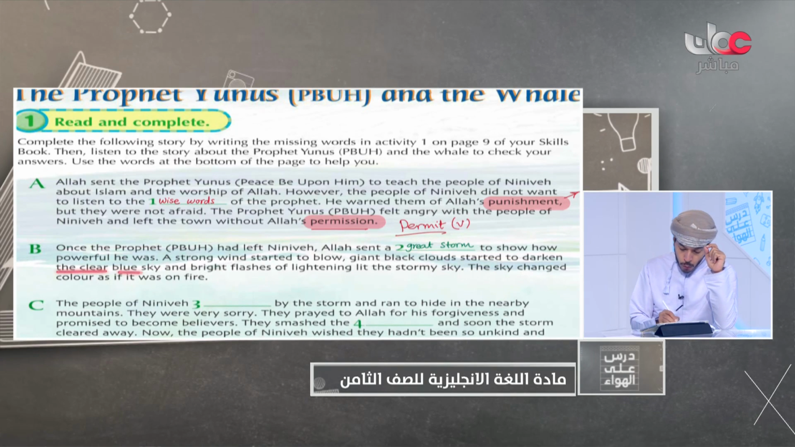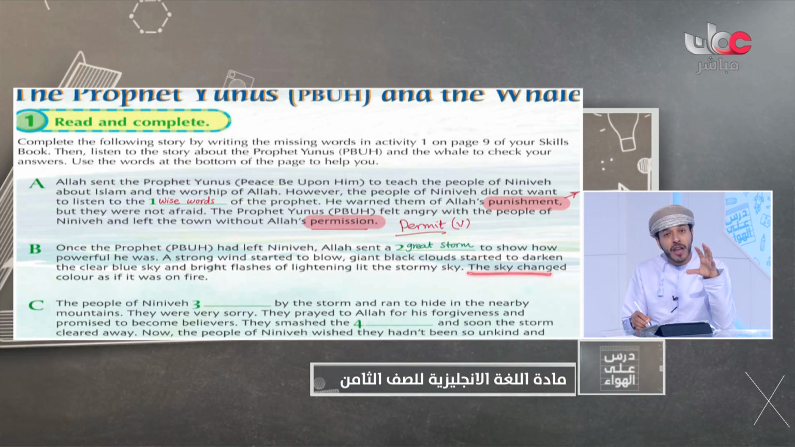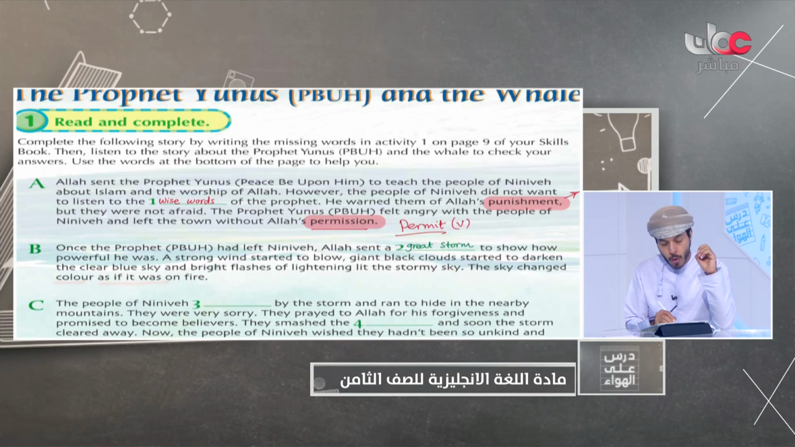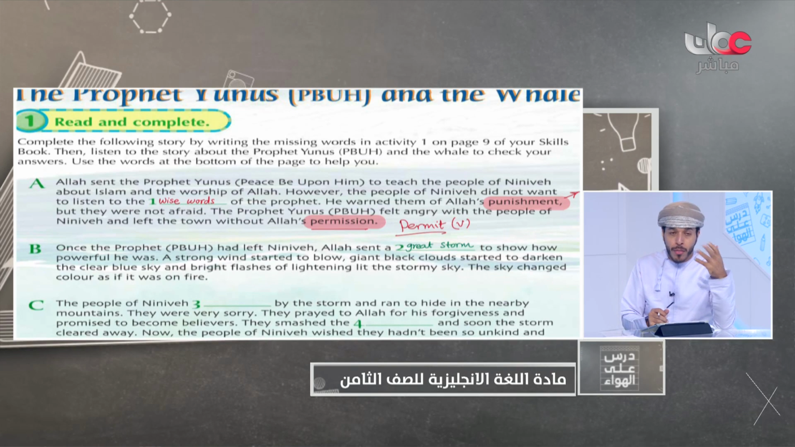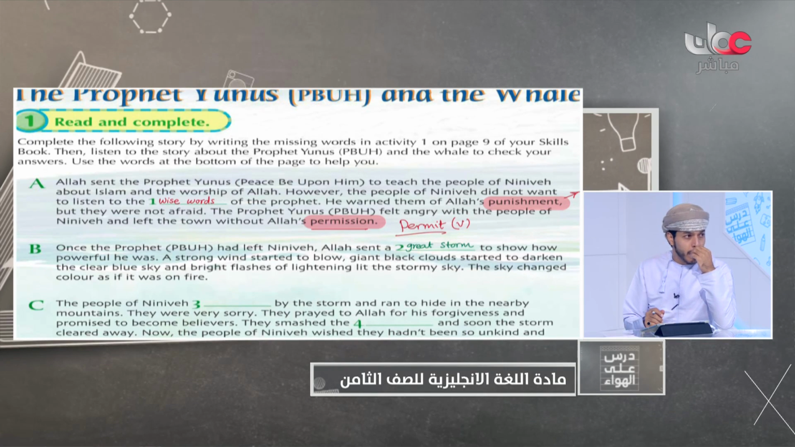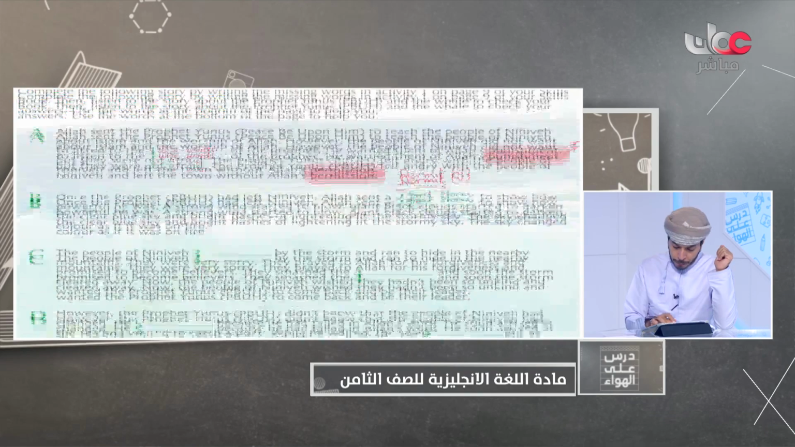The clear blue sky and the bright flashes of lightning lit the stormy sky. The sky changed colors as if it was on fire. So everything changed in the weather, and the clouds and the sky became dark, and the people in Nineveh were in a very terrible situation at that time.